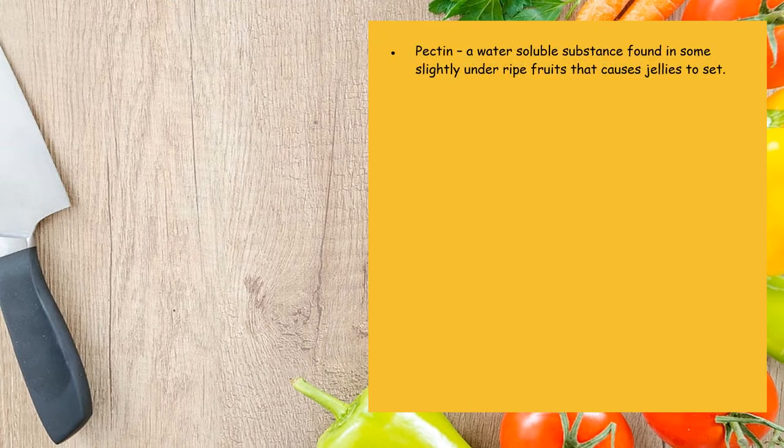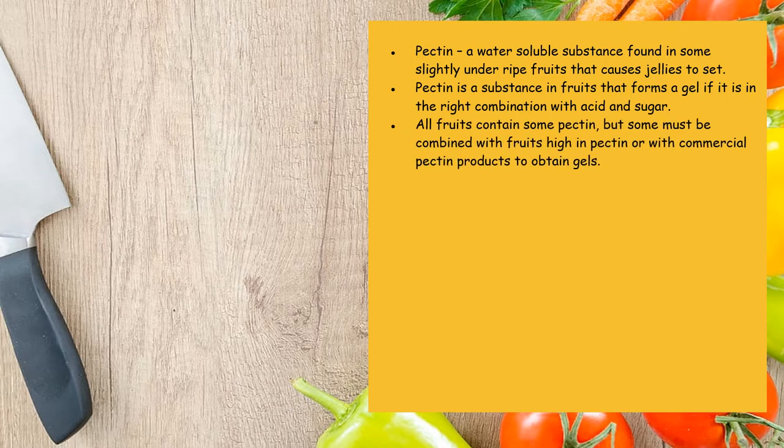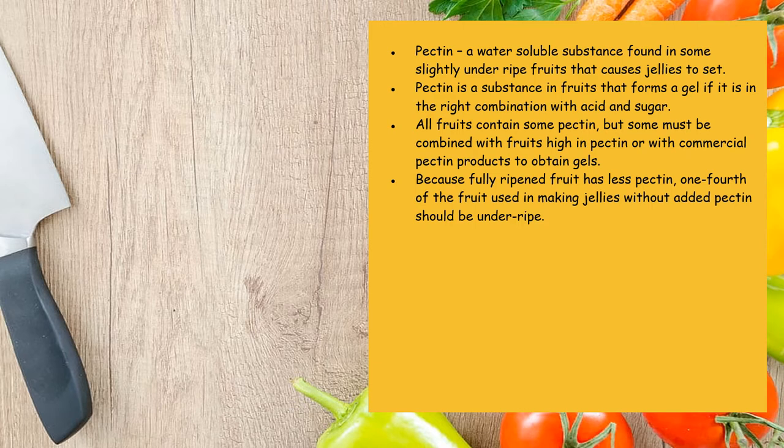Pectin, a water-soluble substance found in some slightly underripe fruits that causes jellies to set. Pectin is a substance in fruits that forms a gel if it is in the right combination with acid and sugar. All fruits contain some pectin, but some must be combined with fruits high in pectin or with commercial pectin products to obtain gel. Because fully ripened fruit has less pectin, 1/4 of the fruit used in making jellies without added pectin should be underripe.